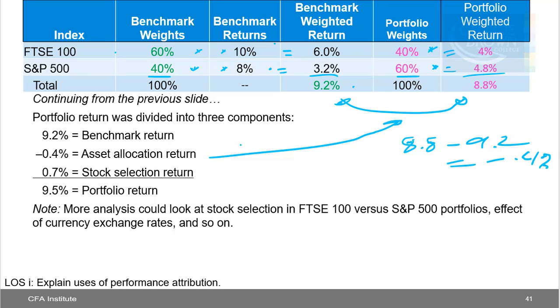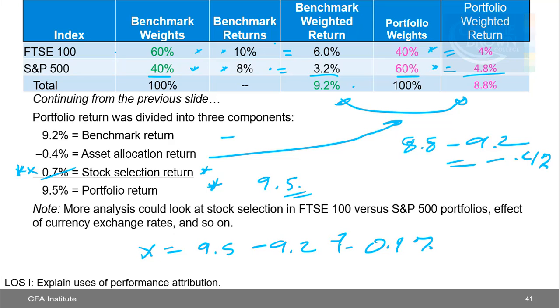Okay, so that's explained. But then, if this is the hypothetical, if the portfolio was 9.5%, it's not being fully explained by the benchmark return, which was the underlying 9.2, and the asset allocation. There has to be another factor, and that's the stock selection return. So you can see if we made that X, X equals 9.5 minus 9.2, and then minus, it's a negative 0.4%, so that turns into a positive.